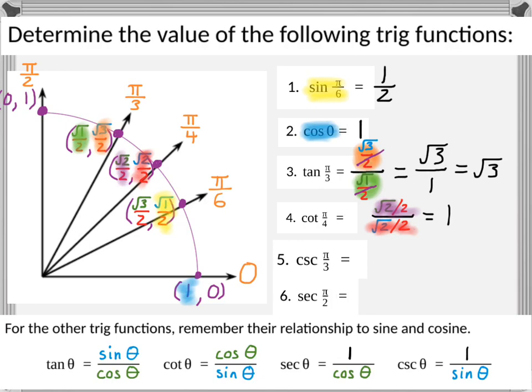Alright, how about the cosecant of pi over 3? Well, that would be 1 over sine of pi over 3. That sine of pi over 3 is the y coordinate. So 1 over the square root of 3 over 2. I'll help you out with this one. If you do 1 over a fraction, dividing by a fraction is the same as multiplying by its reciprocal. So the reciprocal of square root of 3 over 2 is 2 over square root of 3.